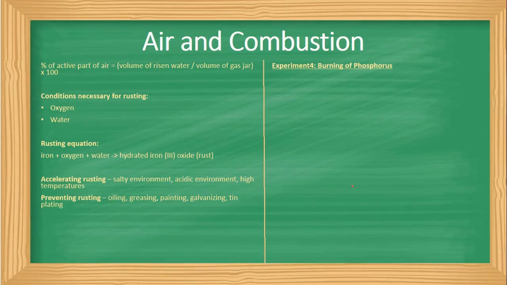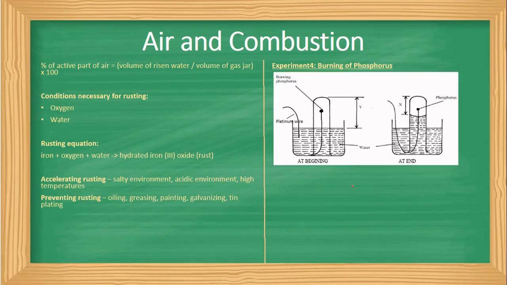Now let us go to experiment number 4 used to determine the percentage of the active part of air, which is burning of phosphorus. In this experiment, the setup is per the diagram shown here, and what happens here is that a gas jar is inverted in a trough of water.